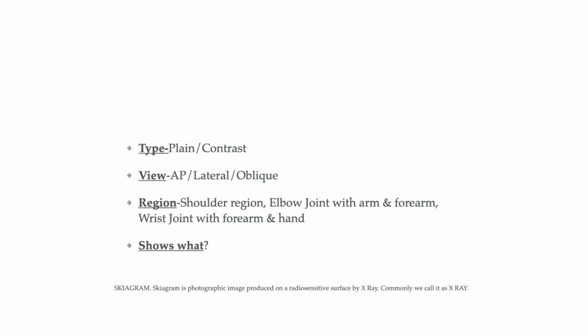The third thing you need to emphasize is the region. The skyagram is showing which region of the body. As in the case of upper limb, we will see the skyagram of shoulder region, elbow joint with lower part of the arm and upper part of the forearm, wrist joint with the lower part of forearm and hand. And the last thing which you need to comment on is what the skyagram is showing. So the 4 points which completely describe the skyagram are: you must start with the type of skyagram, view, region, and what the skyagram exactly shows.